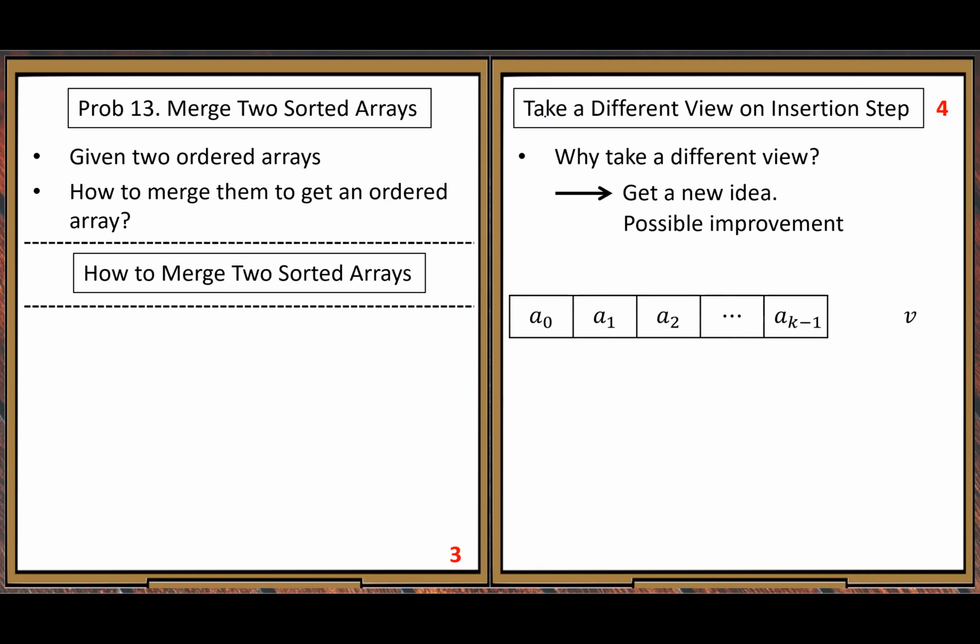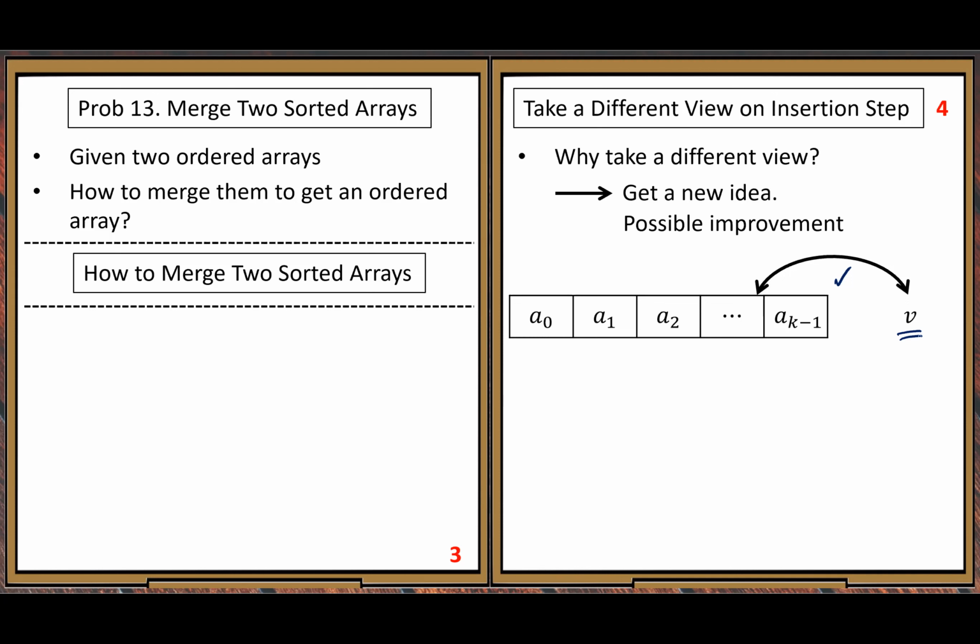All right, so let me still use the diagram. Insertion, we have an ordered array, and a new key V, we want to insert it somewhere in this ordered array. Then we do comparisons, find the right location, and then we make shift operations, then we complete the insertion. Remember that, right? So that's the insertion step.